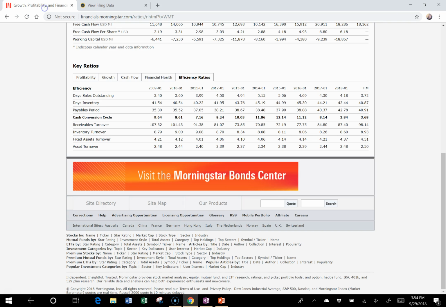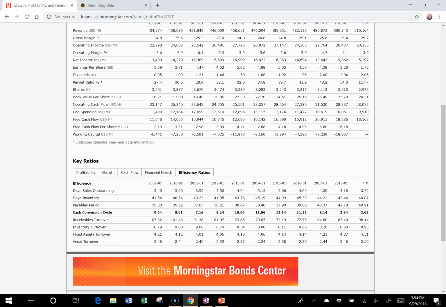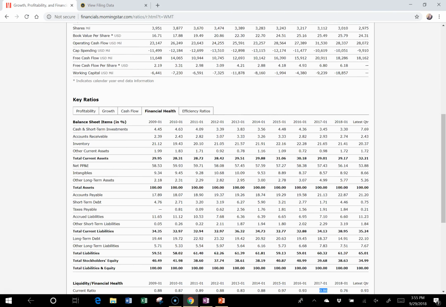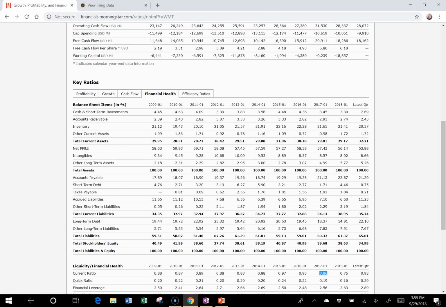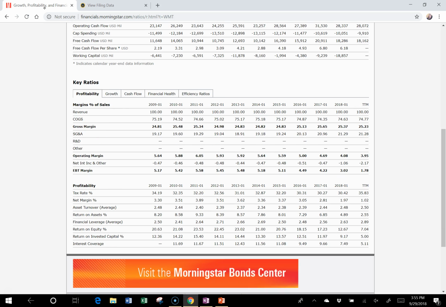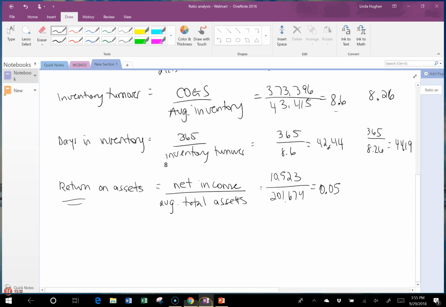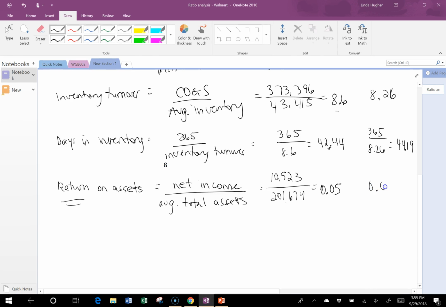Let's go to Morningstar to see what was calculated for the return on assets. Not in efficiency. Let's see if it's in financial health. Now, let's see if it's in profitability. Here it is in profitability. Return on assets percent, it was as high as 9% in 2011. Here's our 5% that we just calculated. Last year it was 6.85%. So we can see that the return fell quite a bit from last year to the most recent year.